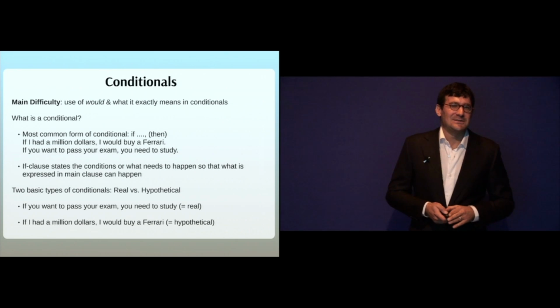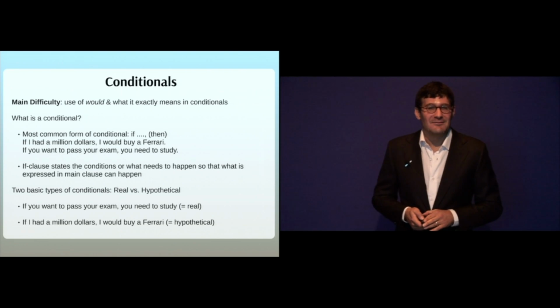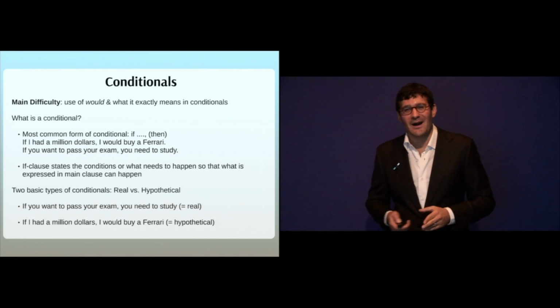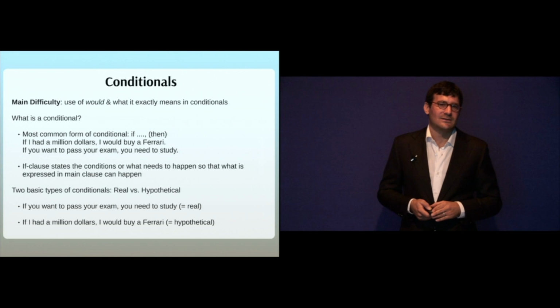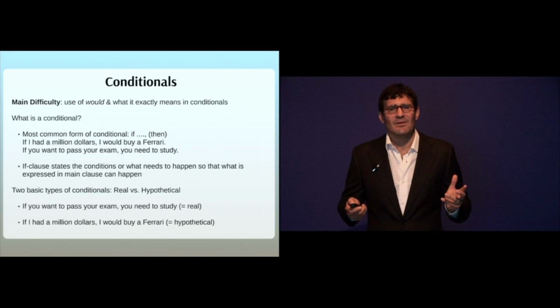And working at the University of Kassel, I must say, you do not have enough money to buy a Ferrari. So if I had $1 million, I would buy a Ferrari, but I don't have $1 million. And it's most likely not going to happen that I'm going to get $1 million anytime soon. That's why it's called hypothetical.